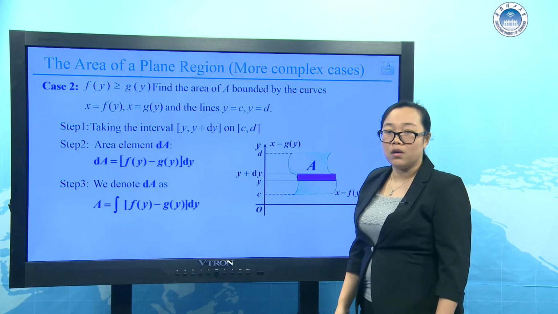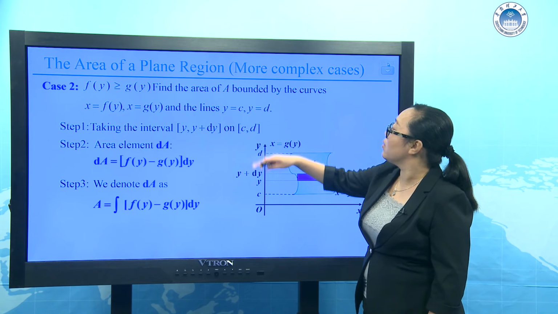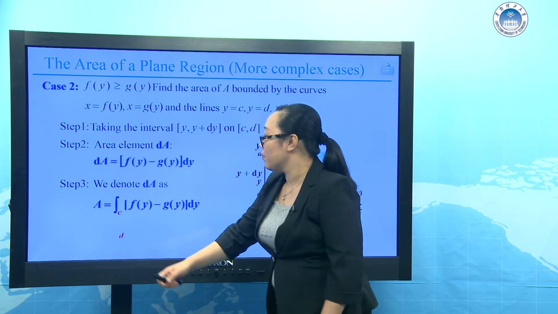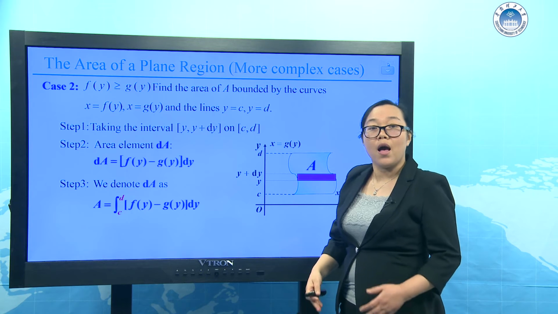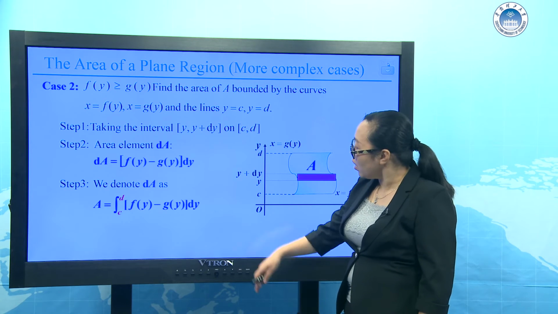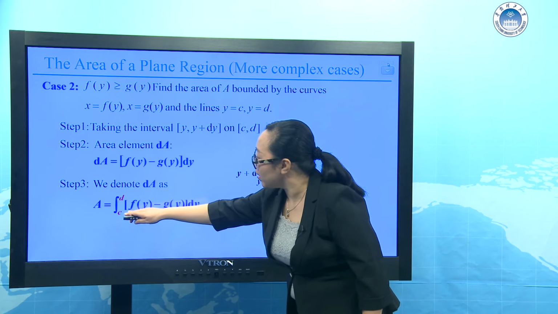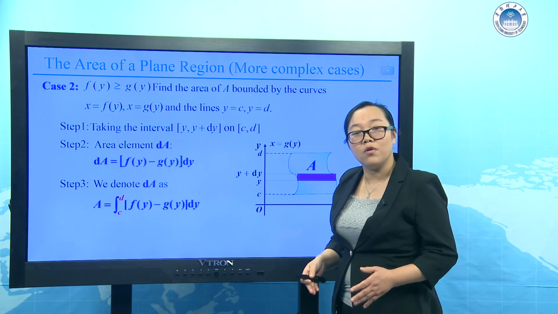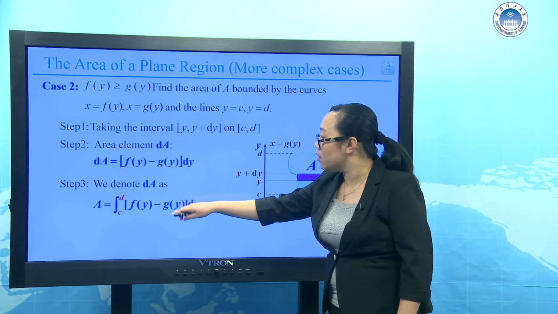The last step, we integrate dA to get our final area. y is our integral variable, changeable in the interval, so y goes from c to d. This is our final formula for the area of the region. How to compute? Remember, if y is our integral variable, the integrand must be a function of the same variable y, with y from c to d.